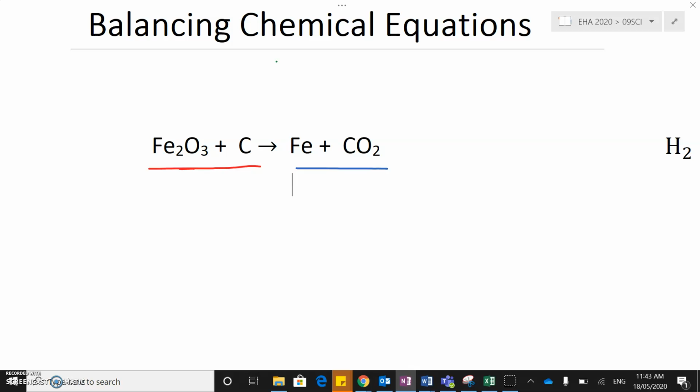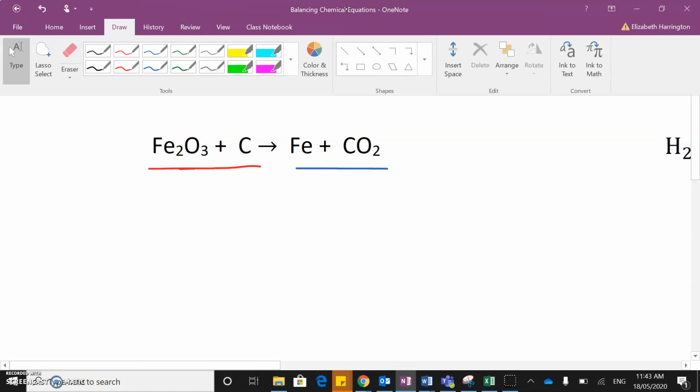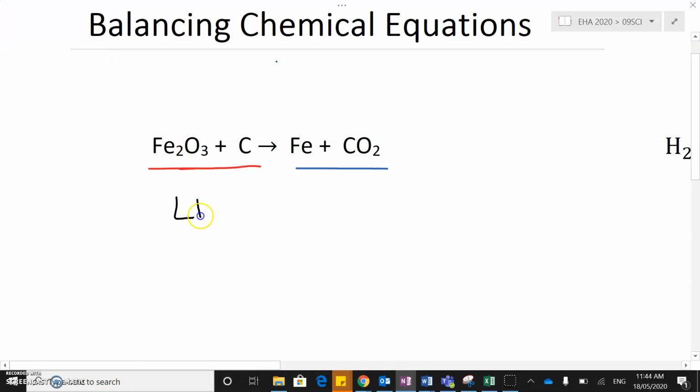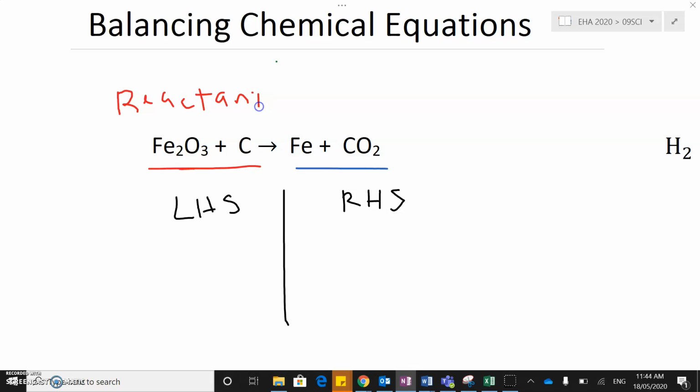So what I'm going to do is draw a little table here, which helps. We need to count up how many of each of those elements we have in the reactants and the products. I'm sorry about my messy writing. I'm just going to write as well. Remember, it's reactants on this side, and products on the right-hand side. I hope you can still read that.